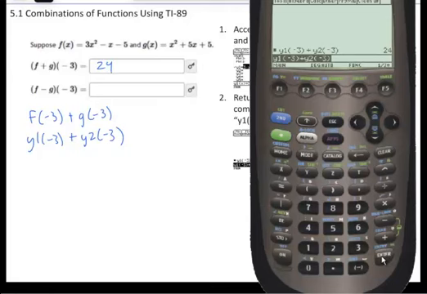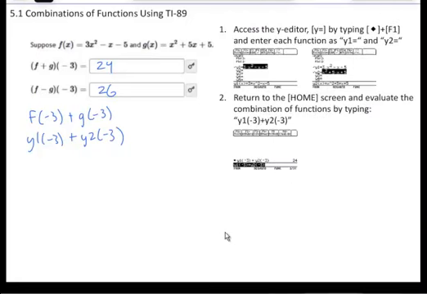Okay, so if you do the same thing with f minus g of x, again, the only difference I need to make is to change this from a plus to a minus. And so I can evaluate that second question here simply by changing that sign, and I see it gives me the difference here of 26. All right, so that's, again, just using the y-editor and the function notation capabilities of the TI-89.